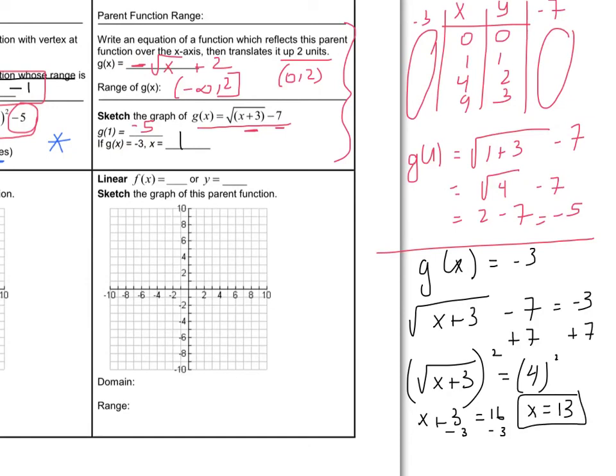So x is 13. Now plug it in to make sure. 13 plus 3 is 16. Radical 16 is going to be 4 minus 7 is negative 3, so you are right.